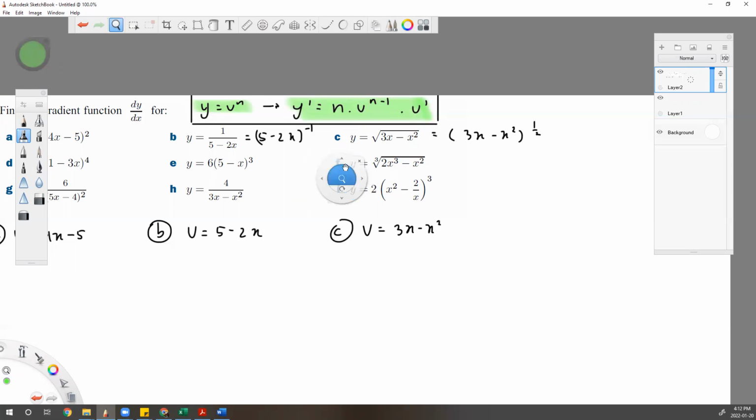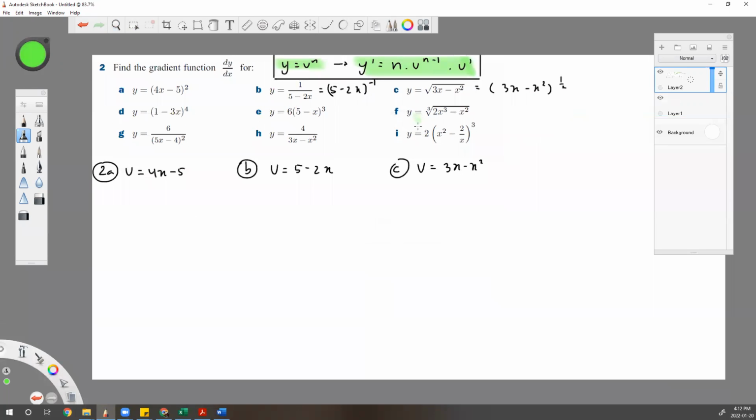Okay. D. Oh man, so much. I hate this. Wait, D. Okay, you don't have to change anything on D as in A. U equals 1 minus 3x. And then E. Okay, this is fixed. So the U will be here, right? So U equals 5 minus x. That's all. You don't have to put the power here. The power will be later on.